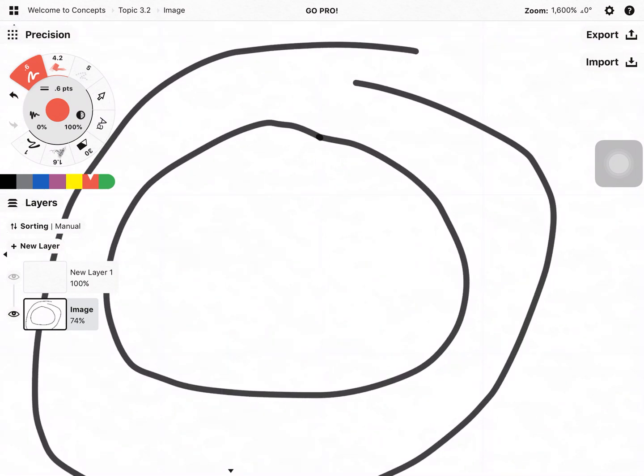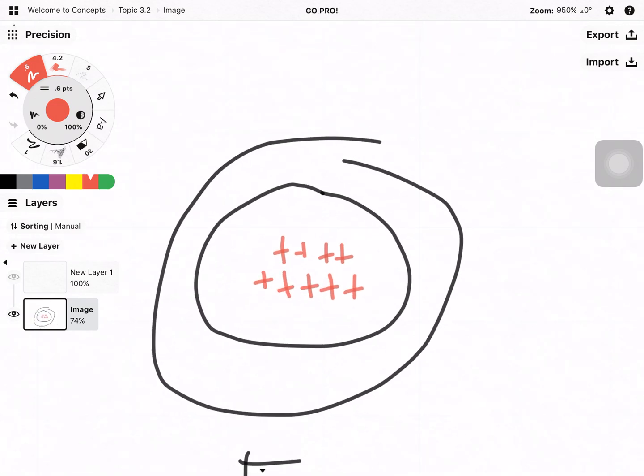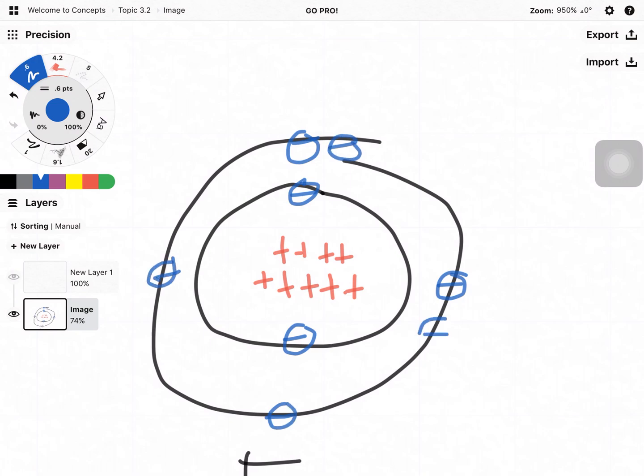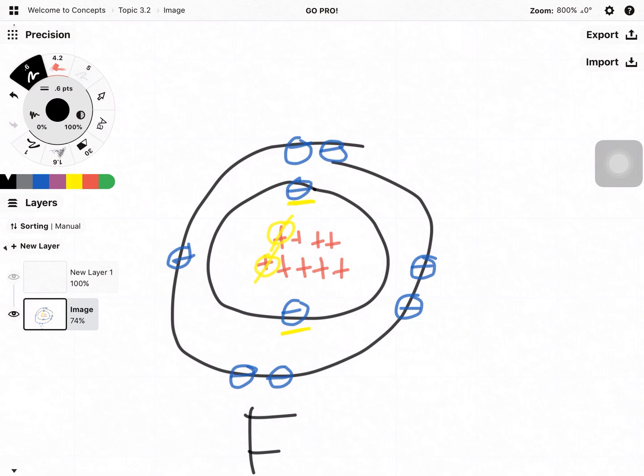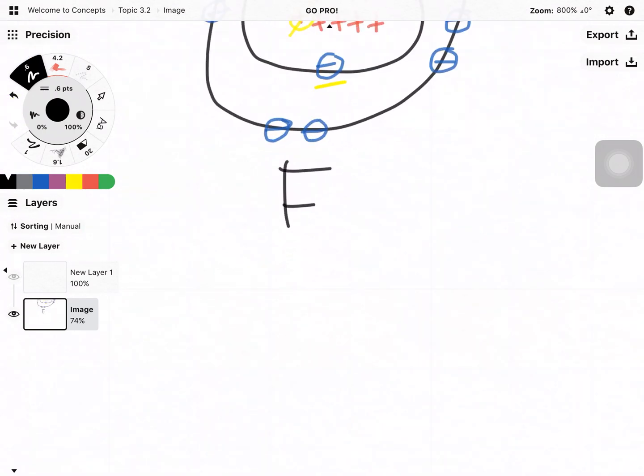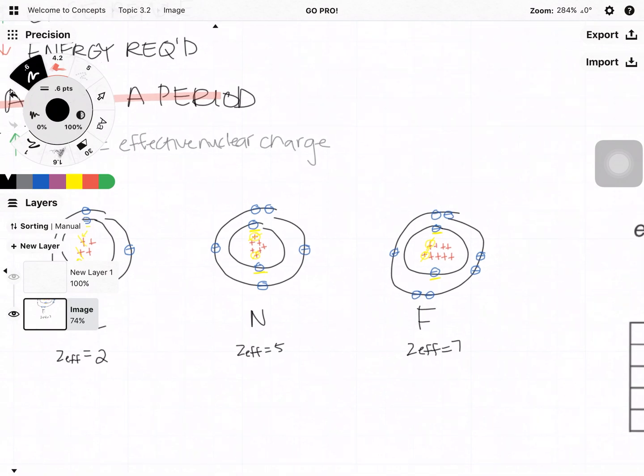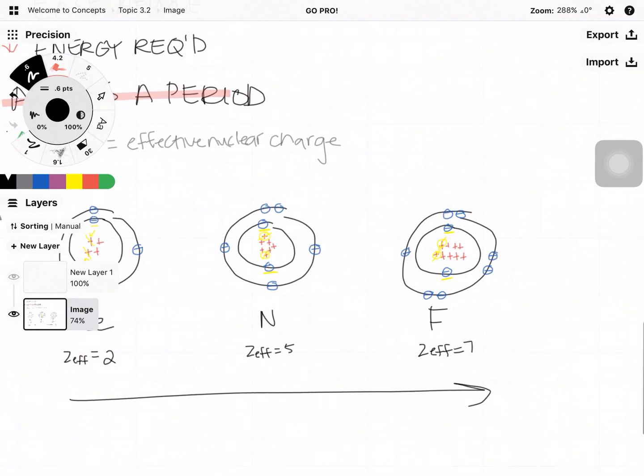Moving on to fluorine, let's take a look at one last example. Fluorine has 9 protons and 9 electrons: 1s2, 2s2, 2p5. Again, the shielding effect, where our inner electrons reduce the effect of our positively charged protons, is still in effect. So this electron cancels out this proton, this electron cancels out this proton, and my Z effective now is 7. So again, the number of protons in the nucleus that are able to pull on the outermost electrons increases as we go across a period.